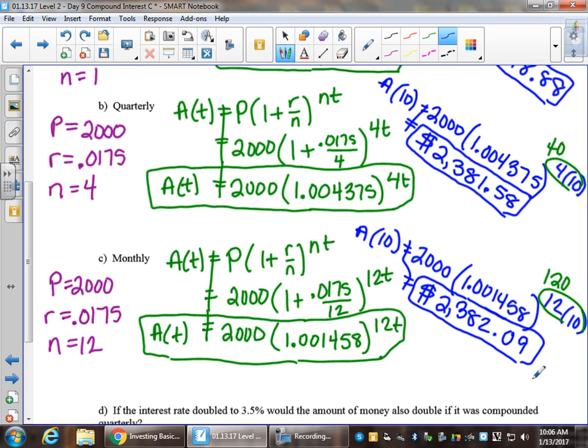We matched. Yes, but what does 12t become? 12 times 10 will be 120 as the exponent.